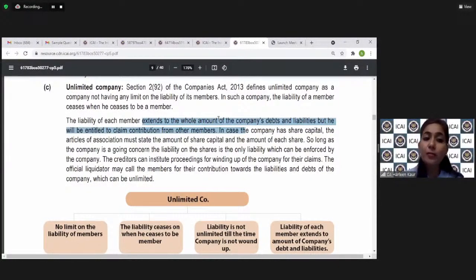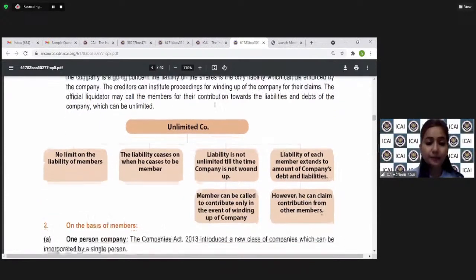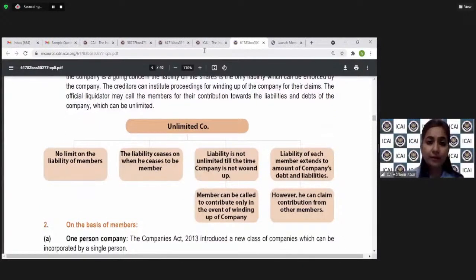So the liability of the member comes to an end when you cease to be a member. As in partnership also, once you retire, once you leave, liability comes to an end. Here also, when you cease to be a member, your liability will come to an end. So simple points. Let us quickly go through the unlimited companies also. There is no limit on the liability of members.